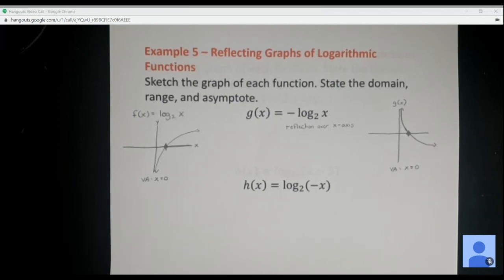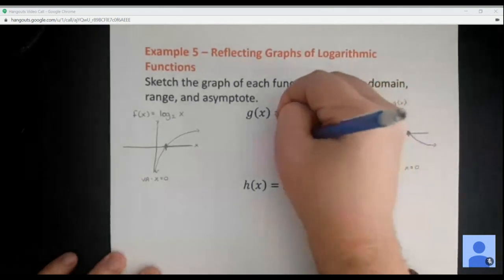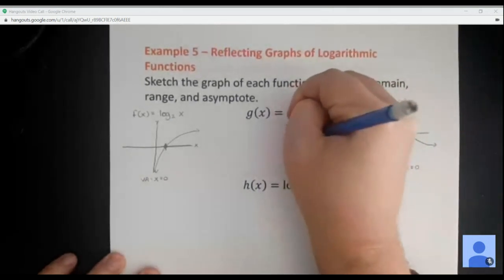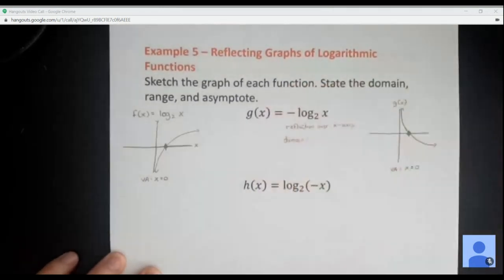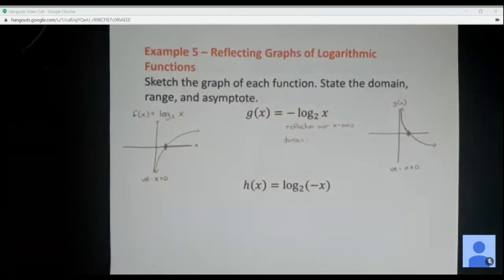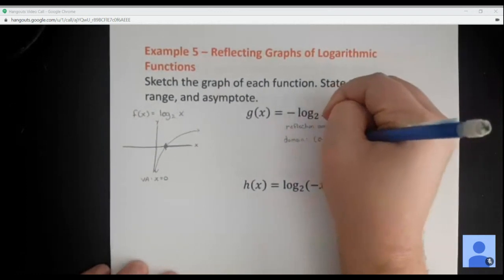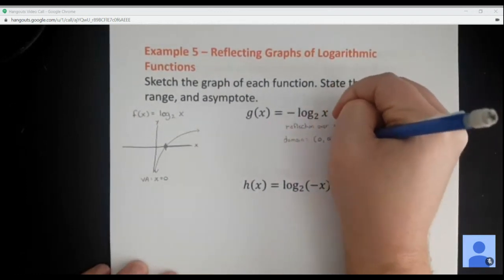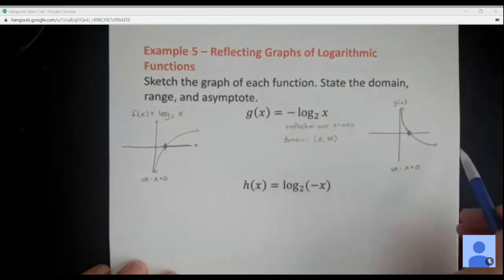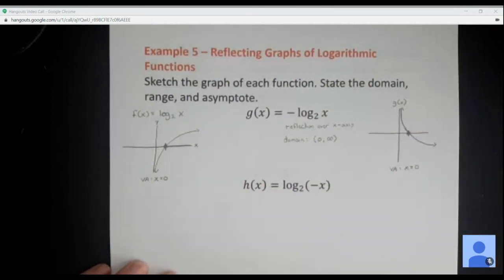Now, let's talk about domain and range because we've got our asymptote here. So what's the domain of that function? Good, right? So 0 to infinity. We don't include the 0 because there is an asymptote there. But all of our values here have to be positive, right? And x, so 0 to infinity.